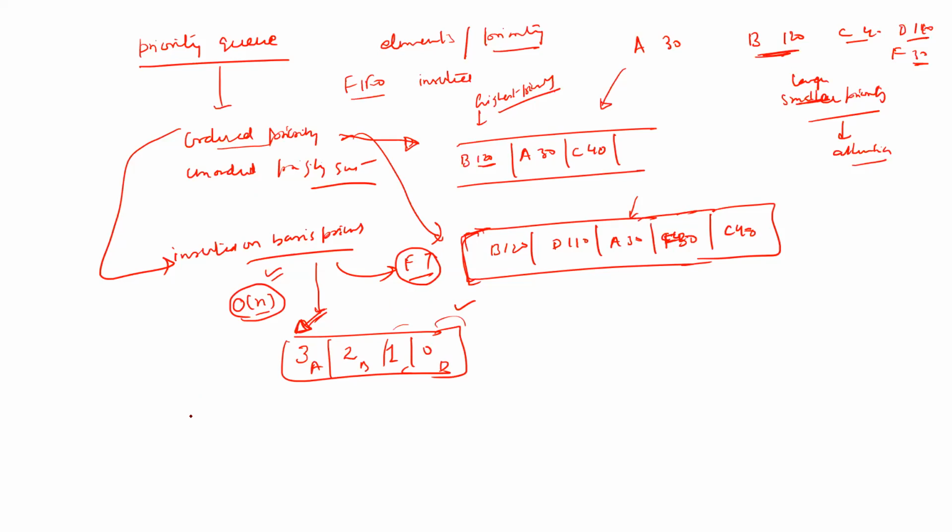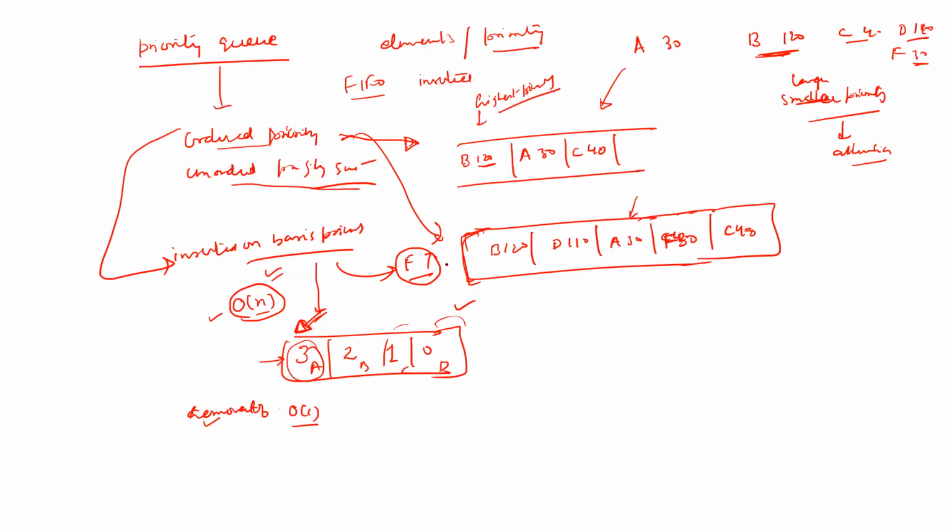What about removal of an element from the ordered priority queue? Removal of an element is always done at the topmost, at the first position, so it will always take constant time. So in this case insertion is order of n, but removal is order of 1.